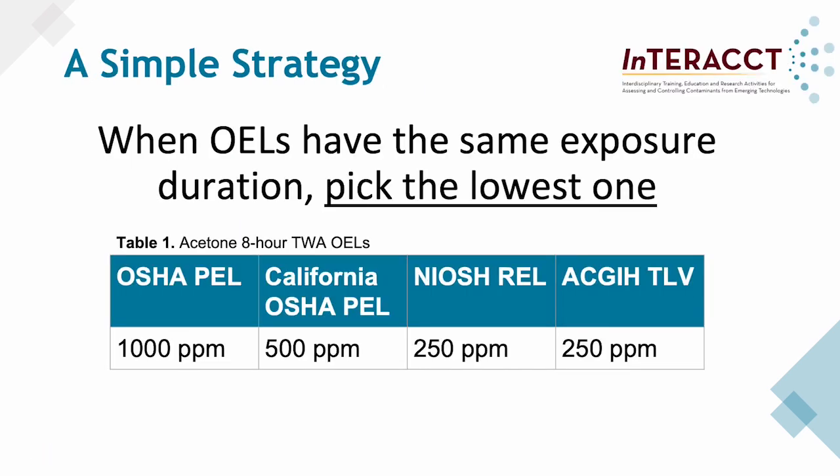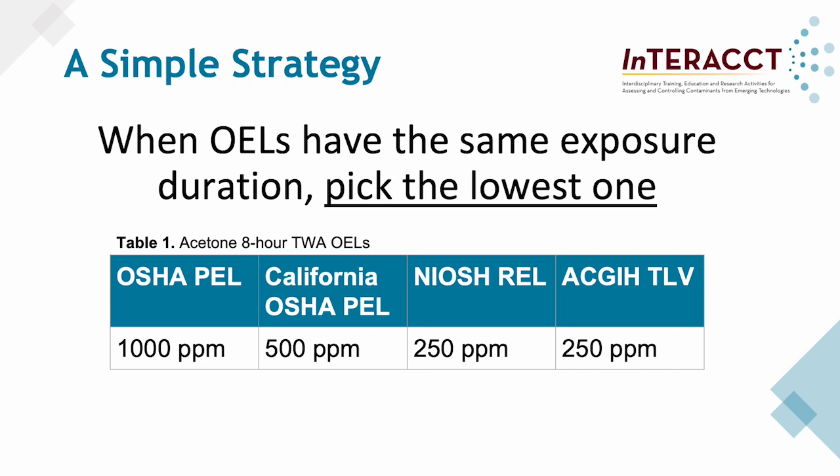When there are multiple OELs from different organizations for the airborne chemical concentration that have the same exposure duration, picking the lowest one is generally a health protective strategy. When choosing amongst the OELs, it is important for the industrial hygienist to document why one OEL has been chosen over the others, particularly when the selected OEL is not the lowest OEL.